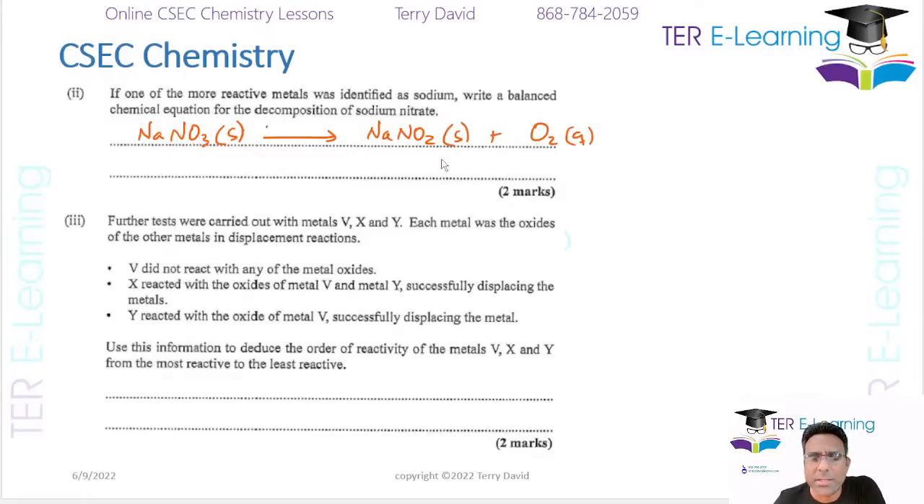They want a balanced chemical equation. This is not balanced. If I put a 2 here and a 2 here, is that balanced? 2 sodium, 2 nitrogen, 2 nitrogen. 3 2s are 6 oxygen on the left, 2 2s are 4, and 2 more makes 6.